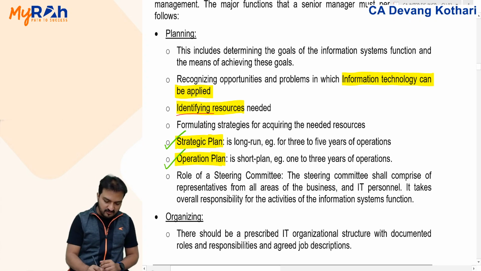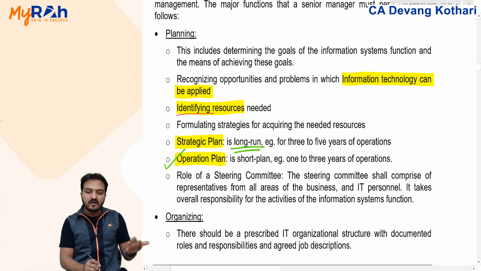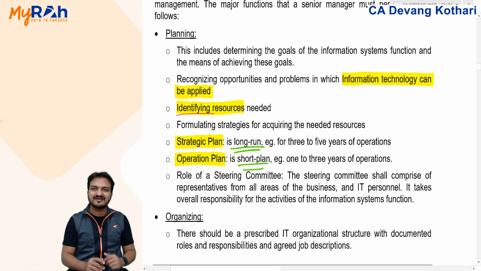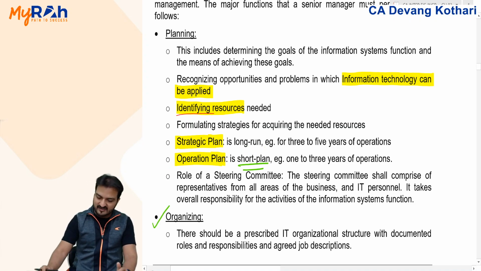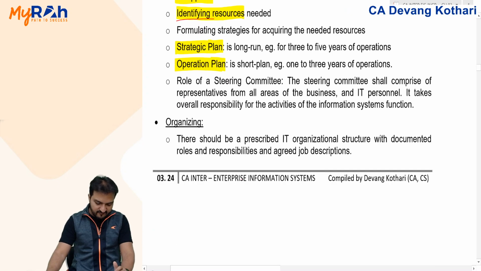They will also make a strategic plan and an operational plan. Strategic plan is the long run plan, top level plan. Operational plan is a short term plan, that is for day-to-day routine activities and all. Next is organizing.